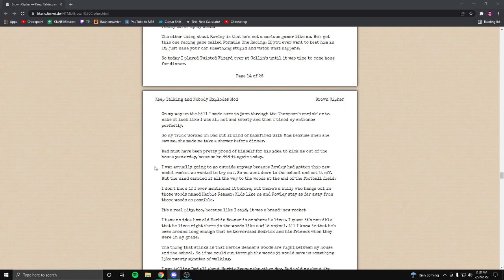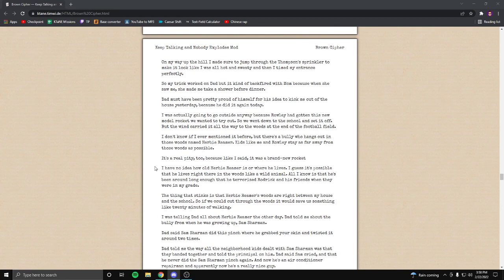I don't know if I've ever mentioned it before, but there's a bully who likes to hang out in the woods named Herbie Reamer. Kids like me and Riley stay as far away from the woods as possible. It's a real pity too, because like I said, it was a brand new rocket. I have no idea how old Herbie Reamer is or where he lives. I guess it's possible that he lives right there in the woods like a wild animal.